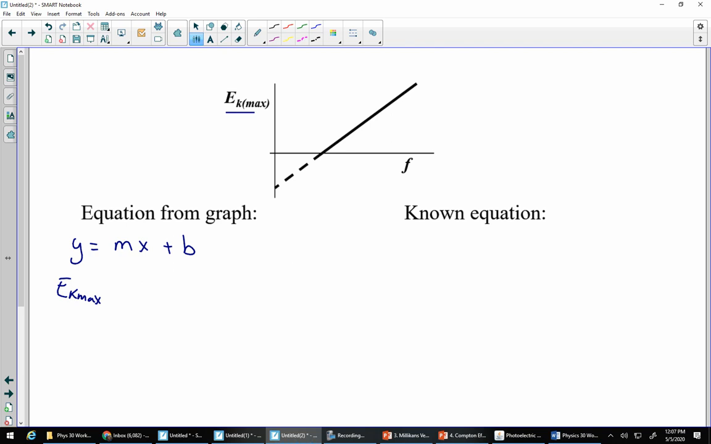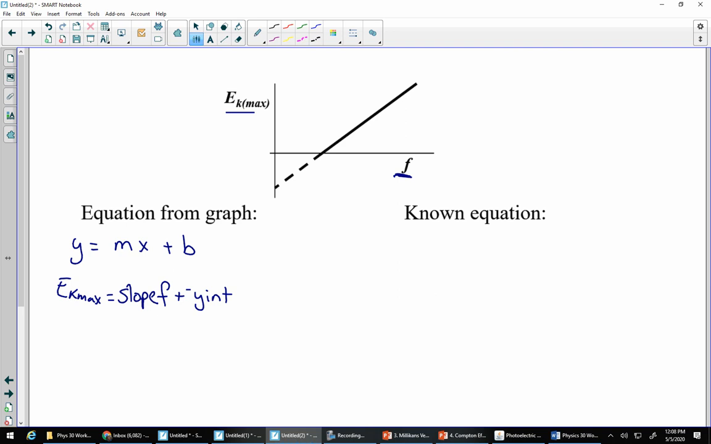So here I've got EK max right up here. That's going to be equal to slope times x, and x in this particular case is our actual frequency, plus my y-intercept. But we understand from our graph that the y-intercept is actually a negative, so we can just keep that in mind for later. So there's our graph equation.